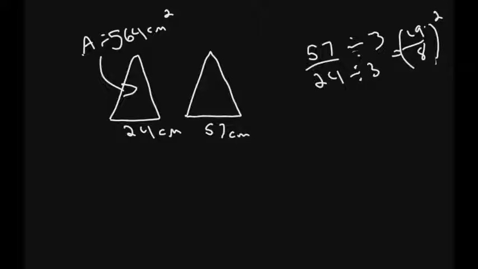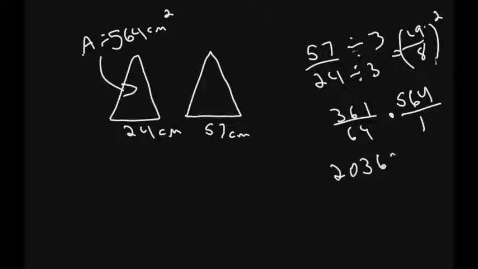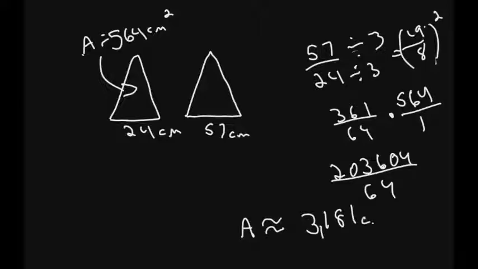Alright, so I'm going to square that. 19 squared is going to give me 361. 8 squared is 64. So I take that area and multiply it by 361 over 64. So I'm going to do 361 over 64 times 564 over 1. 361 times 564 is going to give me 203,604 over 64. So divide that by 64, and I'm going to get an area of 3,181 rounded. And that would be centimeters squared. So that would be the area of my bigger triangle there.